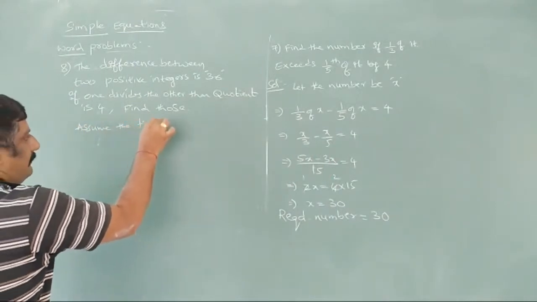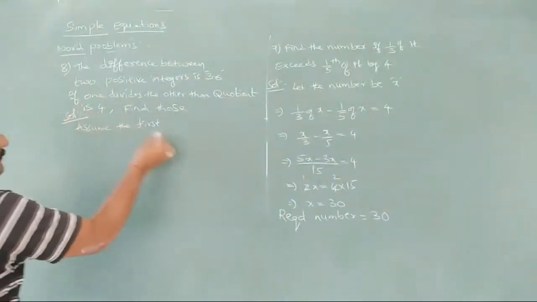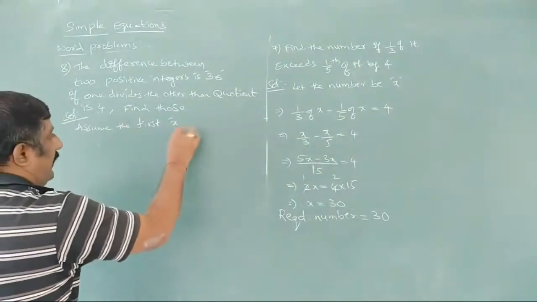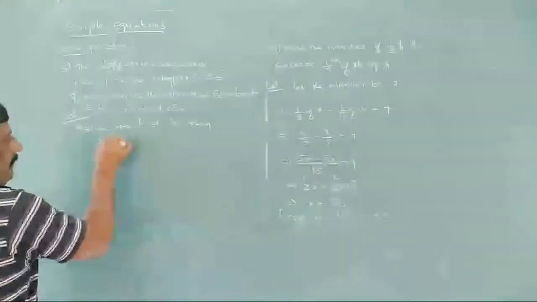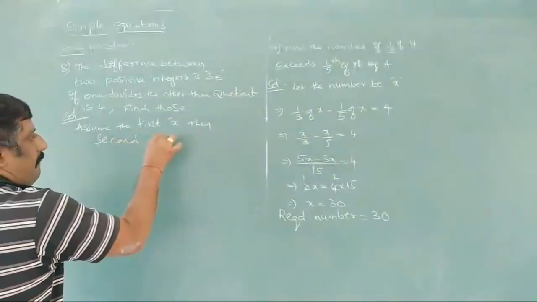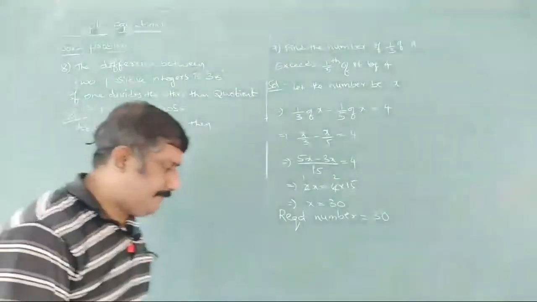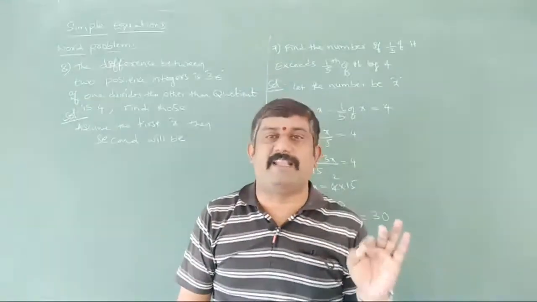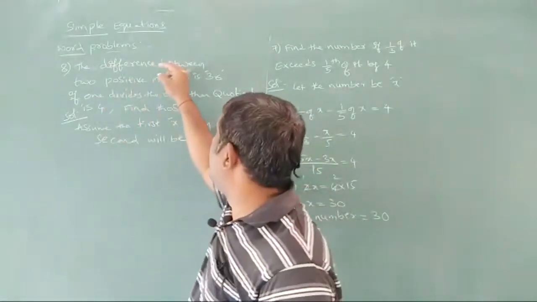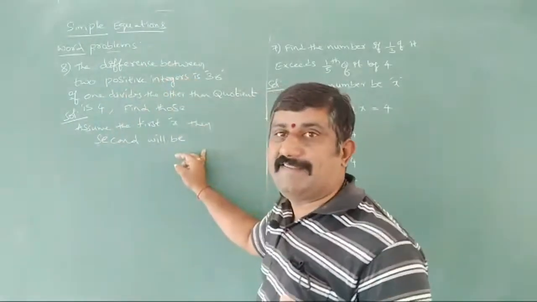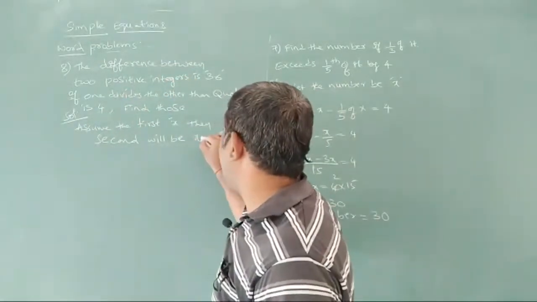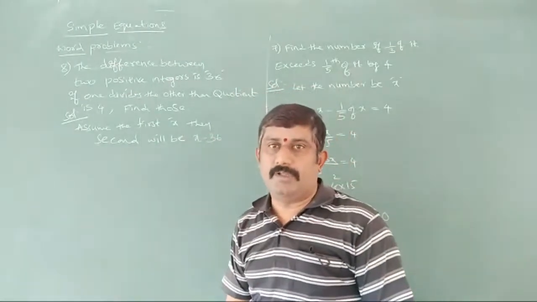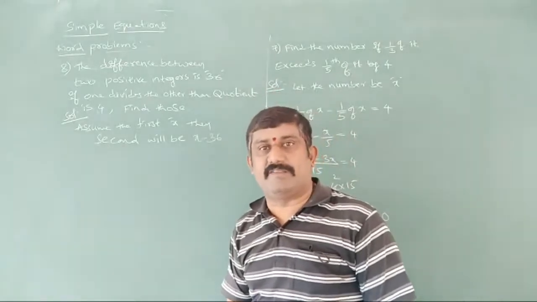Assume the first as x. Now, let the second be... what is given here? The difference between two positive integers is 36. So, if I am taking x, automatically the second will be x minus 36, or x plus 36 also we can take.